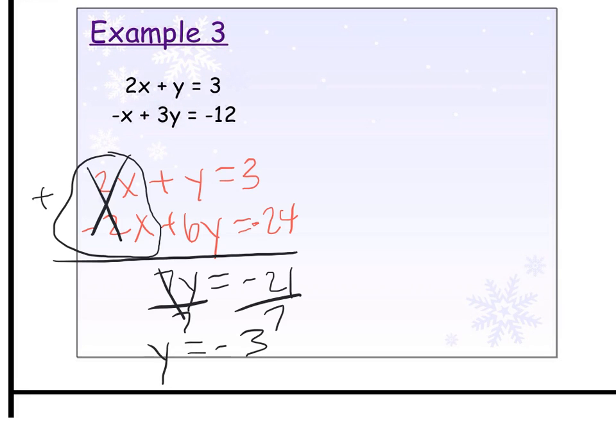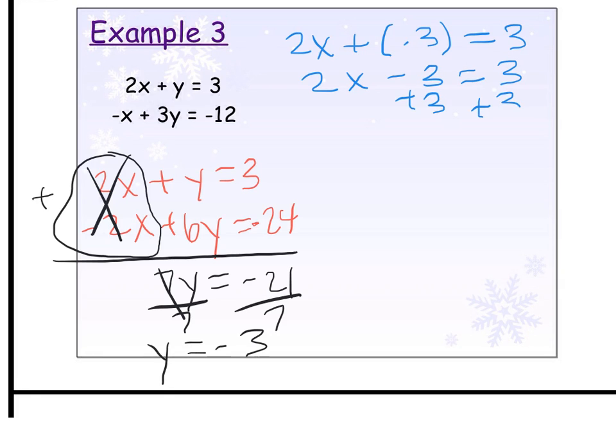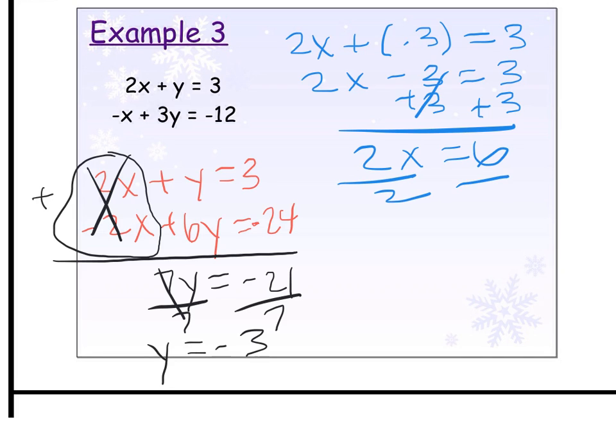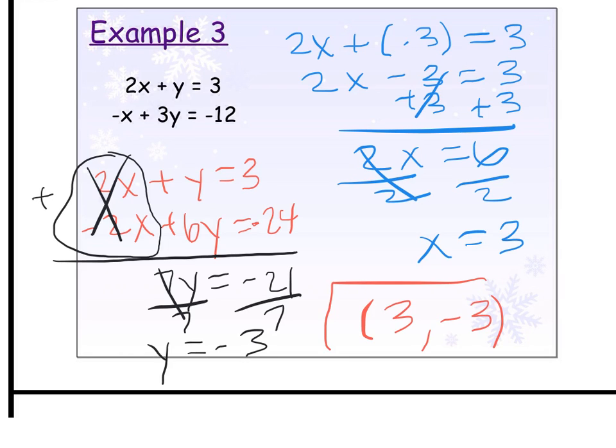So now that I have y, I need to plug it back in and figure out what my x is. So I have 2x plus negative 3 is equal to 3. Well, this is really like saying 2x minus 3 is equal to 3. So I'm going to add 3 to both sides, get 2x is equal to 6, and divide by 2. So x is equal to 3. I'm going to write mine as an ordered pair. x comes first, so 3, negative 3.